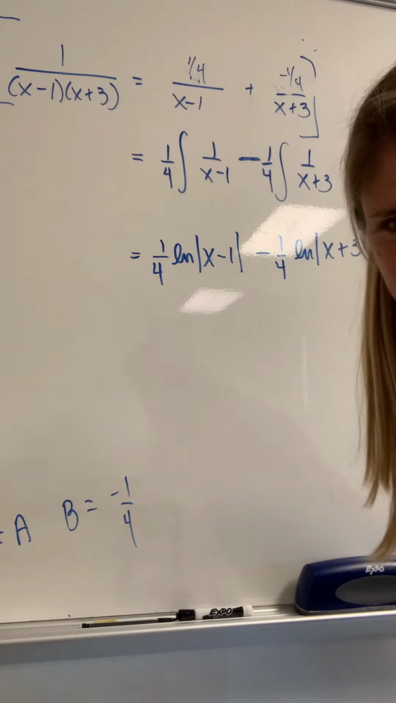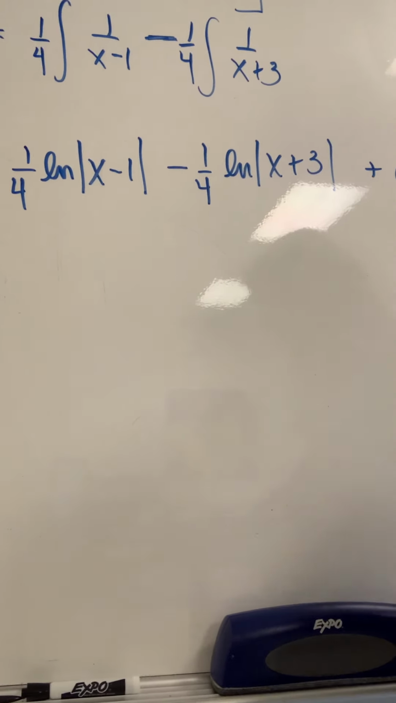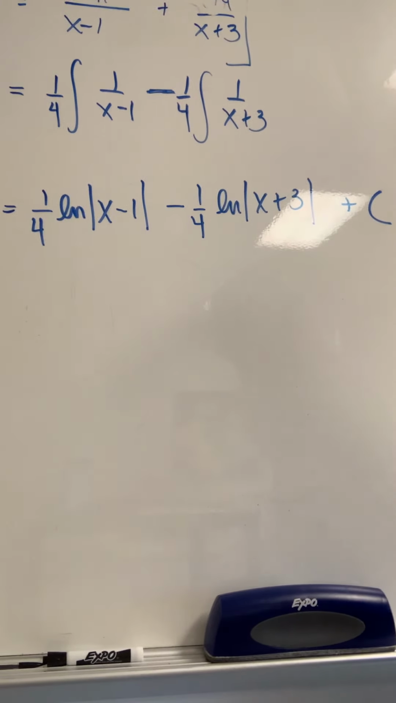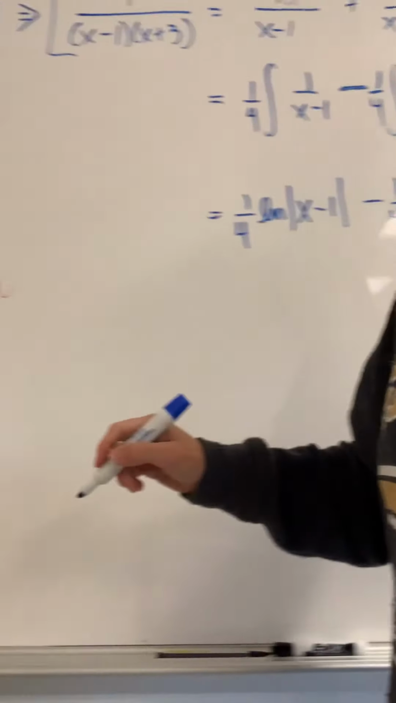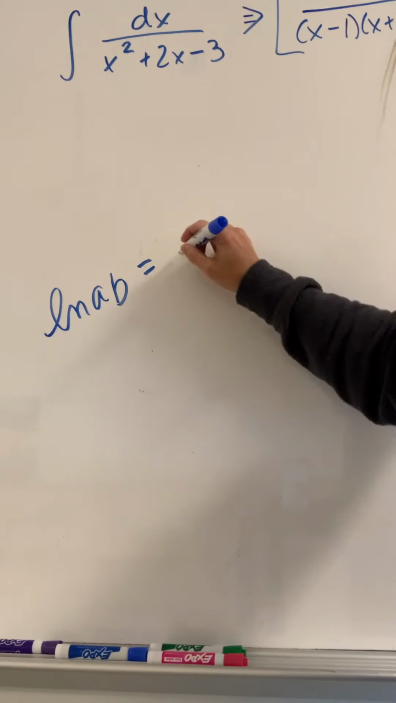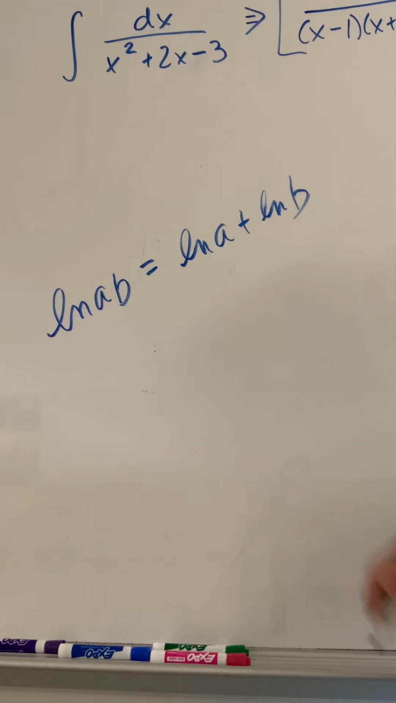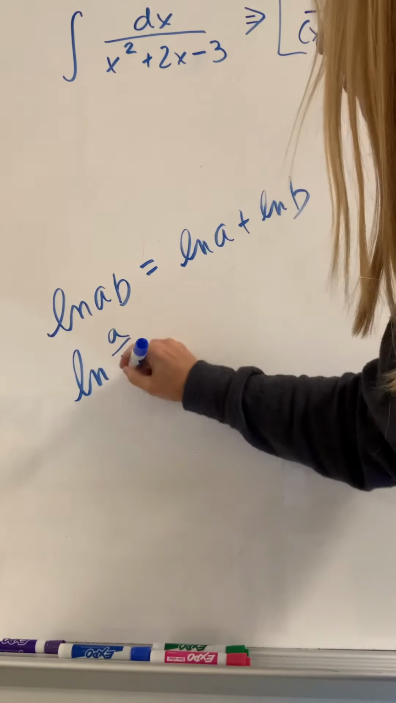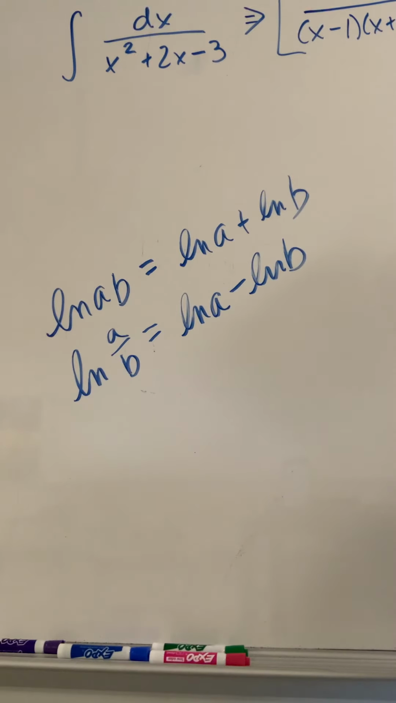And you would think I'm finished, but there's a trick. This is finished, there's nothing wrong with it. But if you were taking a multiple choice test, they wouldn't leave the answer this way. They would use a log rule to simplify this a little bit. And that log rule is, do you remember? The natural log of ab can be written as the natural log of a plus the natural log of b. If I have two logs added, I can write them as multiplication. And the natural log of a over b is the same thing as the natural log of a minus the natural log of b. It's a little log recap.